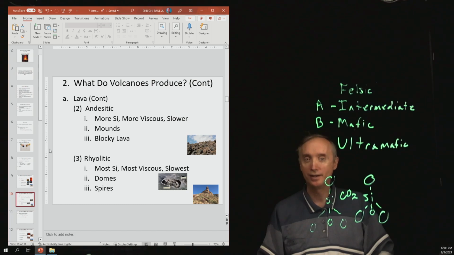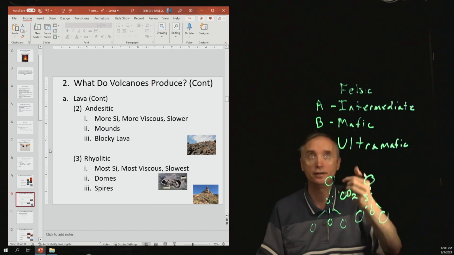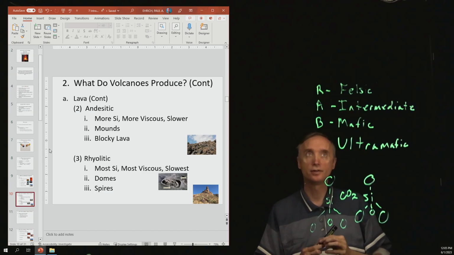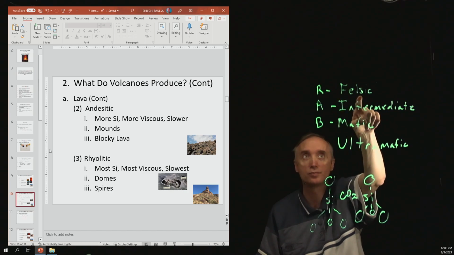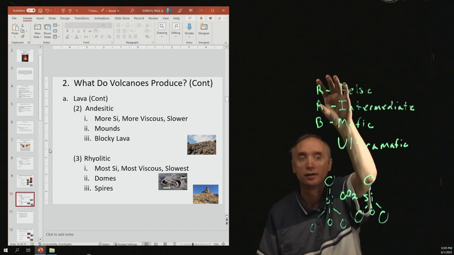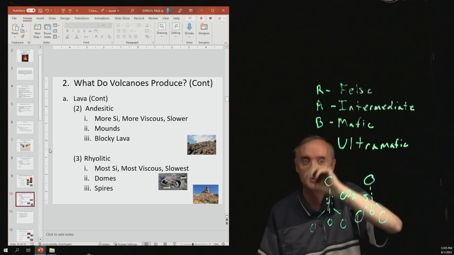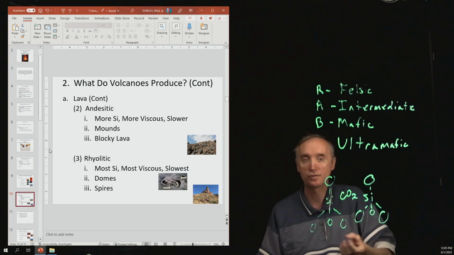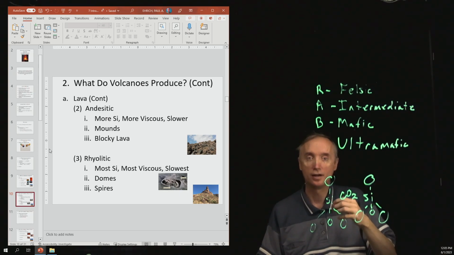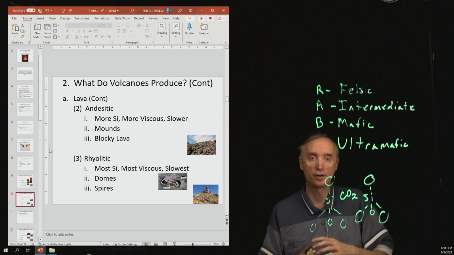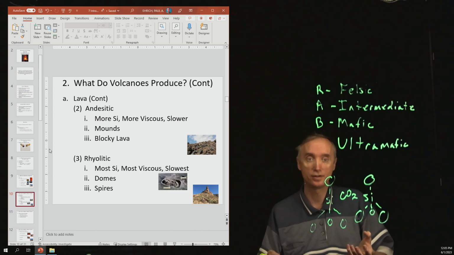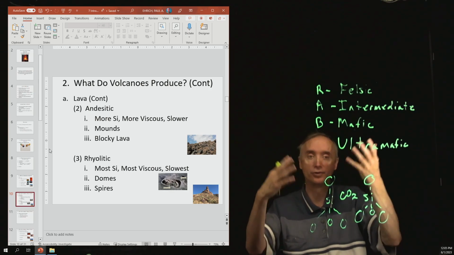Then you have rhyolitic lava. So rhyolite goes with the felsic. The felsic magmas, which make the rhyolite lava, rhyolite rock that comes from the lava, are going to have the most amount of silica. It's going to be the most viscous. It's going to be the type of lava that runs the slowest. As a matter of fact, it really doesn't even run on the surface of the earth. It just tends to mound up.